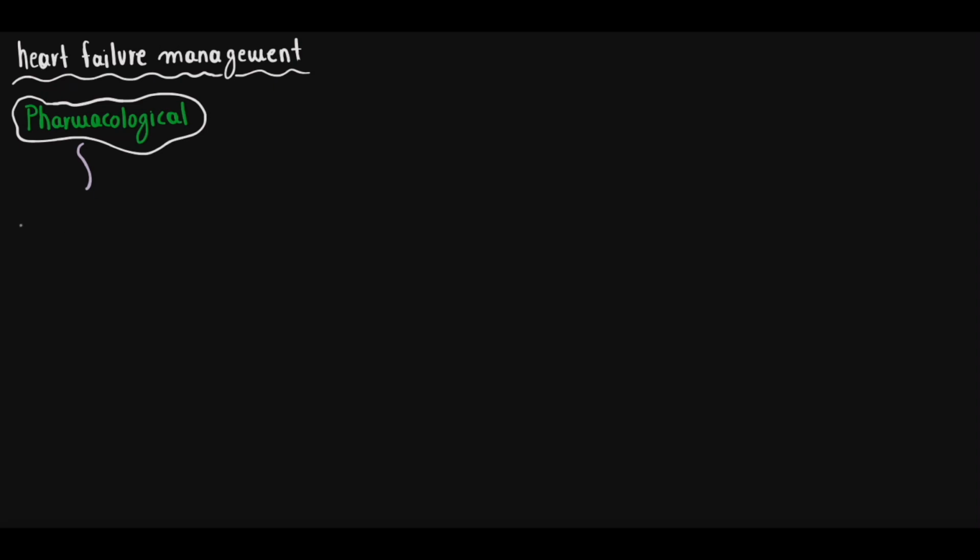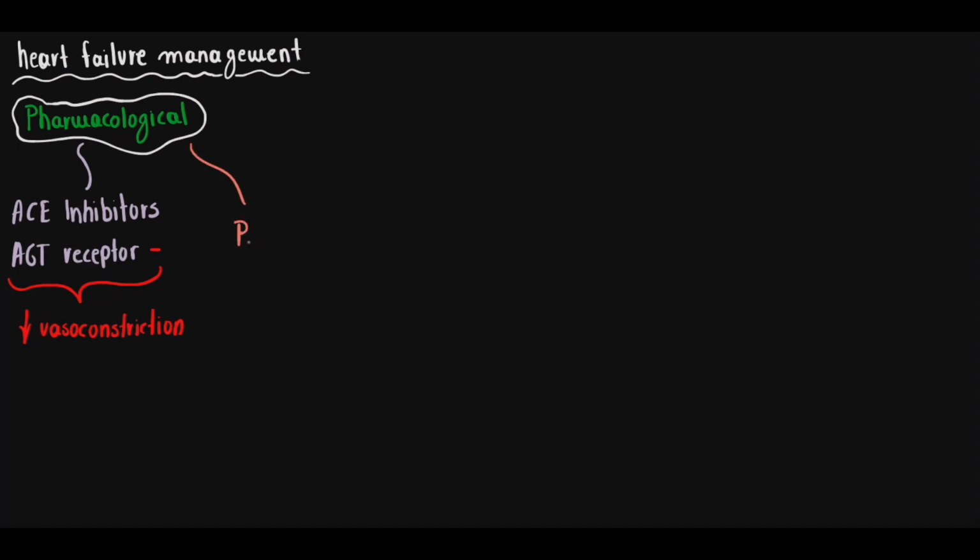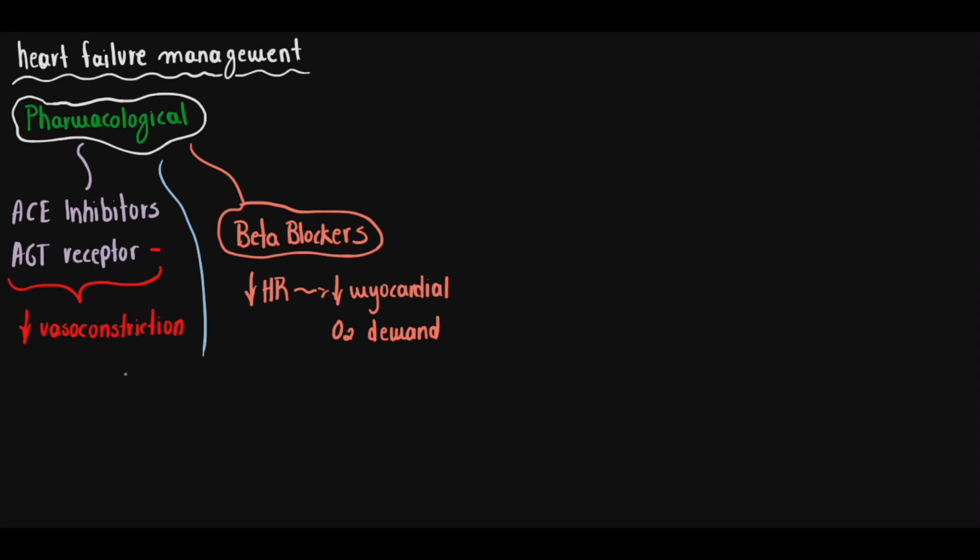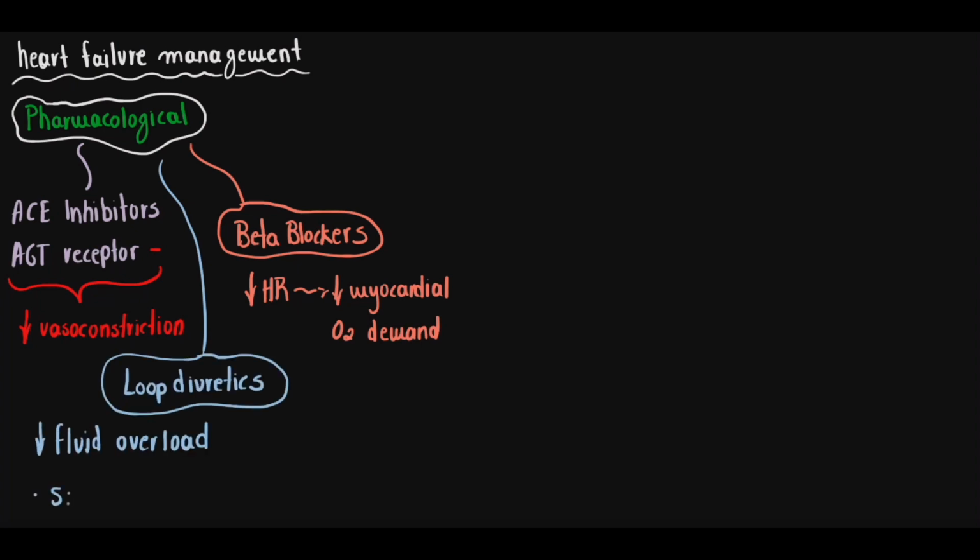It firstly involves administration of ACE inhibitors as well as angiotensin receptor blockers to decrease, of course, the vasoconstriction effects of angiotensin. Pharmacological management of heart failure also always involves the administration of beta blockers, which decrease the heart rate, meaning that they decrease the myocardial oxygen demand. We also always administer loop diuretics to decrease fluid overload symptoms, for example, shortness of breath, edemas and so on.